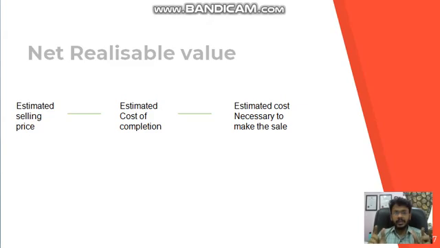You know, conservatism is the basic principle of accountancy. What does conservatism say? You will not be recording future profits, but you will be recording the foreseeable losses. So whichever is less, you will be recording it at a lower value. So if cost is less, cost. If NRV is less, you will be recording at NRV. That is your net realizable value.